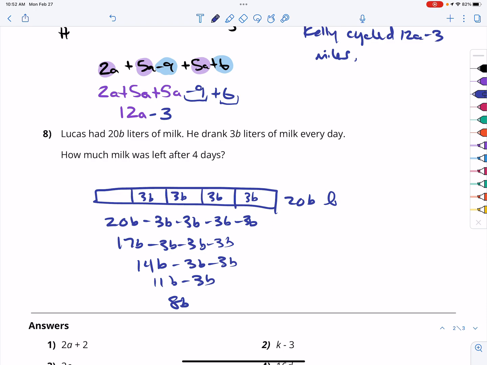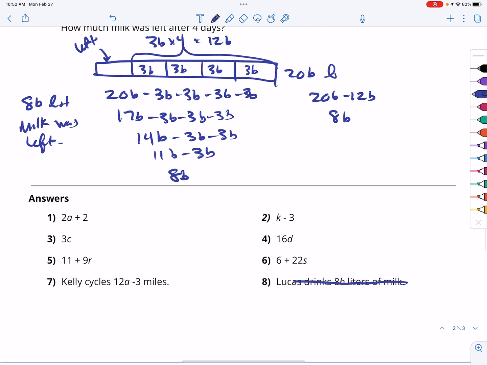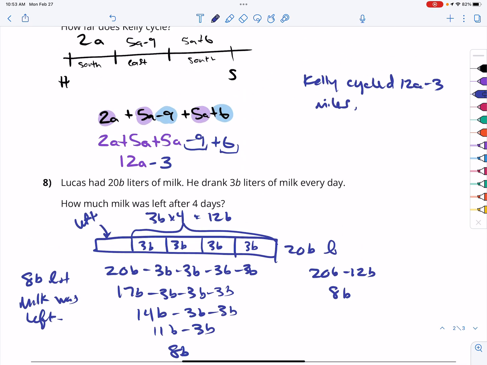Now I also know that this whole thing, if I had added those up, 3b times 4 is 12b. So I could have just done 20b minus 12b and gotten 8b. So that means this piece here, this is what was left, had a value of 8b liters. So 8b liters of milk was left. There we go. I know this is wrong, but 8b was left. So we got 12a minus 3. Looks like we got all the rest of these correct.